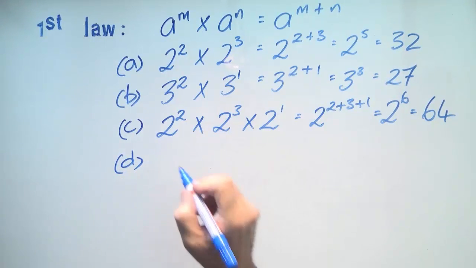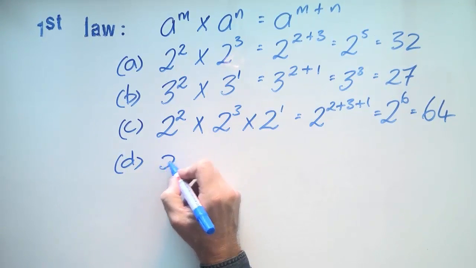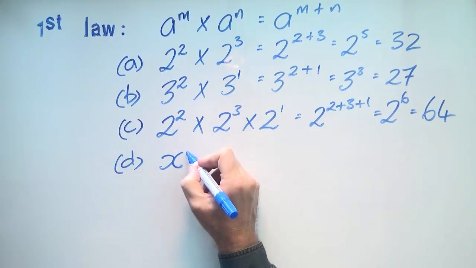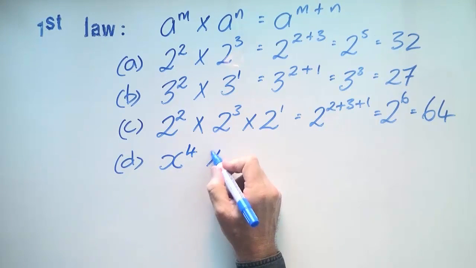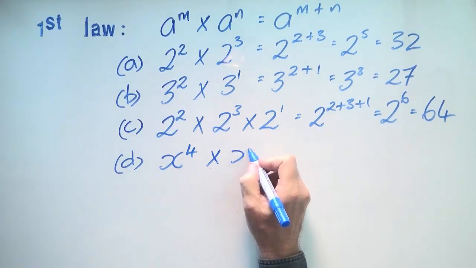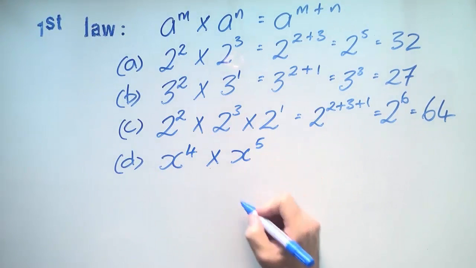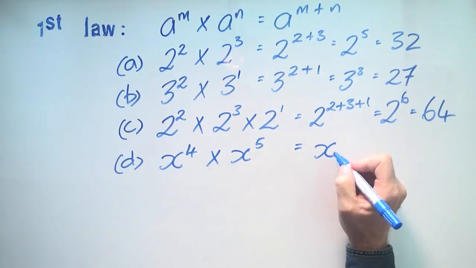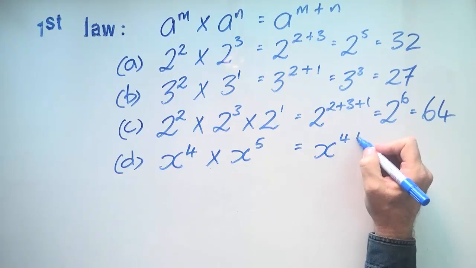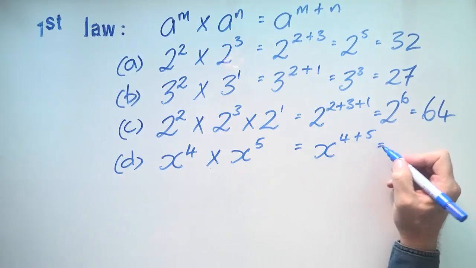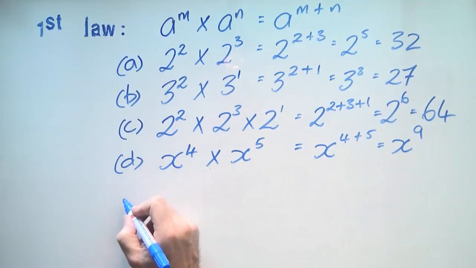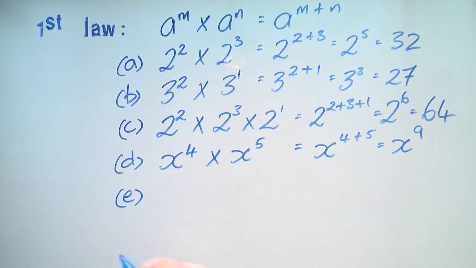Example D. This doesn't have to be a number, it can be a variable, like x to the 4th power times x to the 5th power. Well, we can just add the indices to get x to the 9th power. Example E.